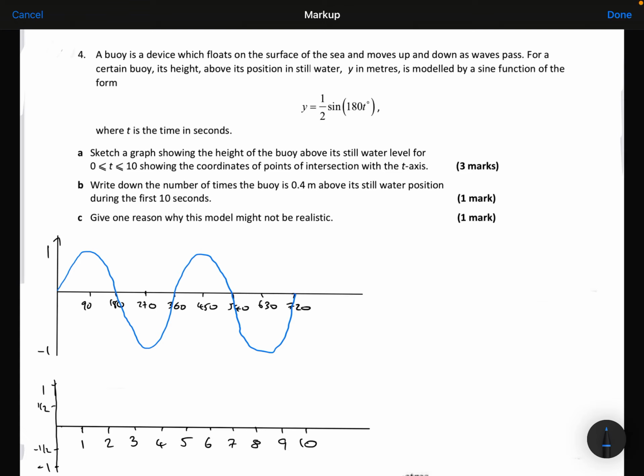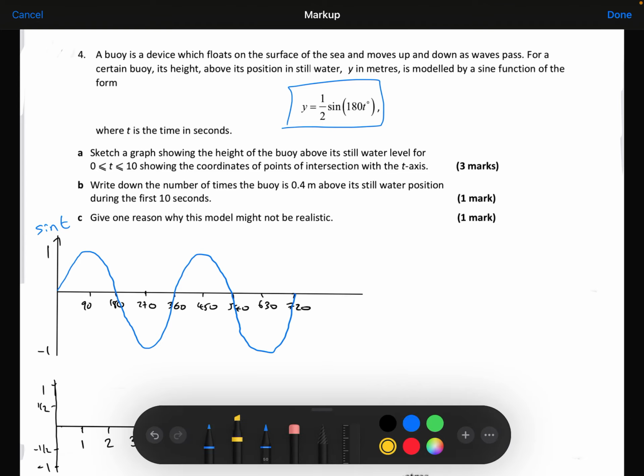In this question, we're told that a buoy is floating on the surface of the sea and its height above the surface is modelled by this equation, and I'm asked to sketch a graph of this in part A. So I've first just drawn the regular sine graph down here because I can see that this is a transformation of it.